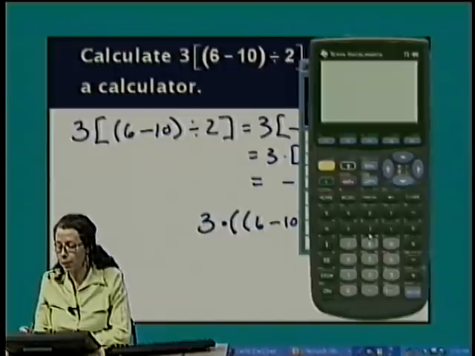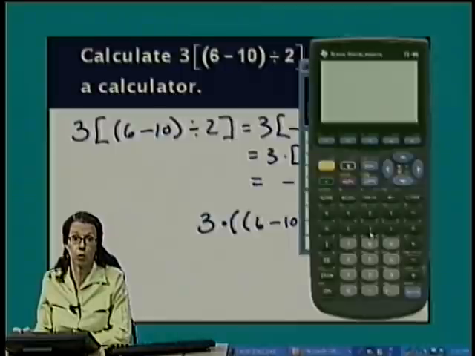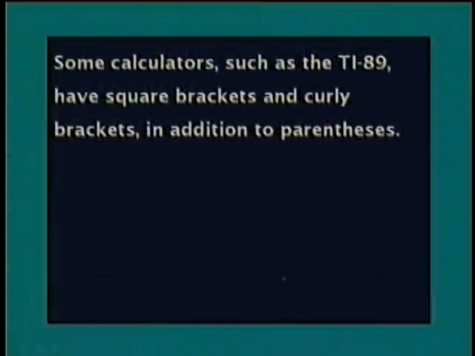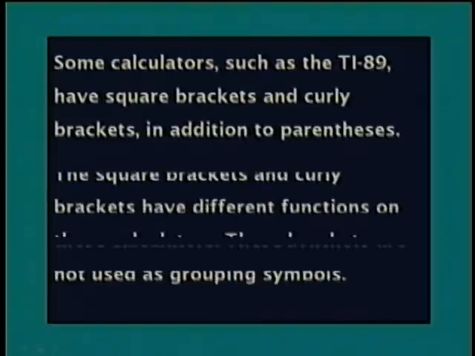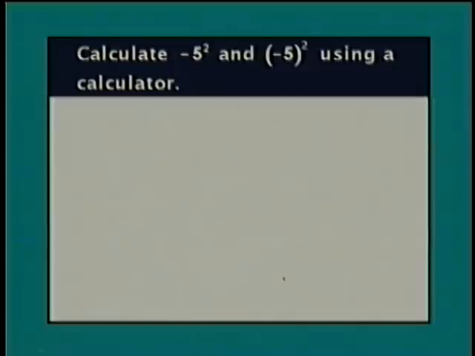So on this graphing calculator, just like on my scientific calculator, the only type of grouping symbol I'm going to use is a parenthesis. Some calculators, such as the TI-89, have square brackets and curly brackets in addition to parentheses. The square brackets and curly brackets have different functions on these calculators. These brackets are not used as grouping symbols.